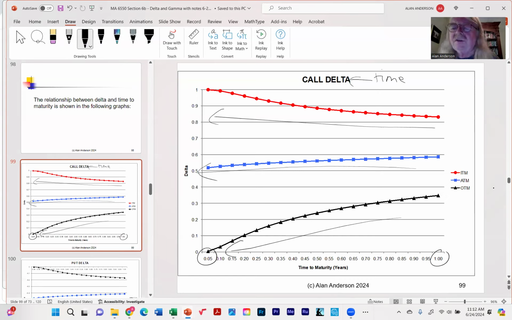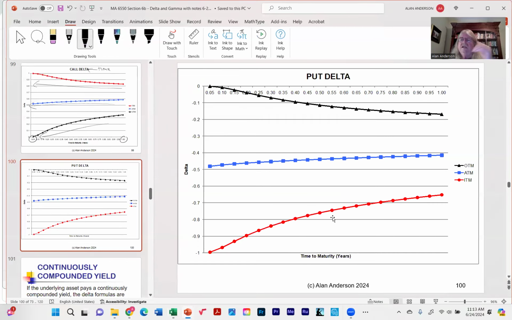It's a little confusing, but if you look at the graph, you'll see on the horizontal axis, the time to maturity starts at the right at 1 year and works its way over to 0 here. And then the put delta, you can see it's the other way around. The out of the money is going to zero, in the money is going to -1, at the money is going to -0.5.